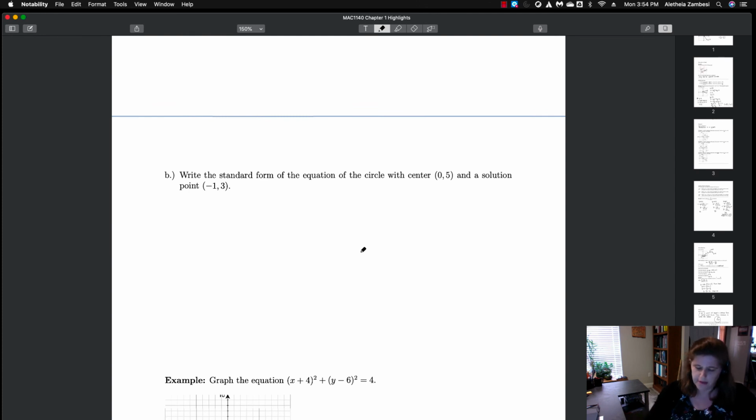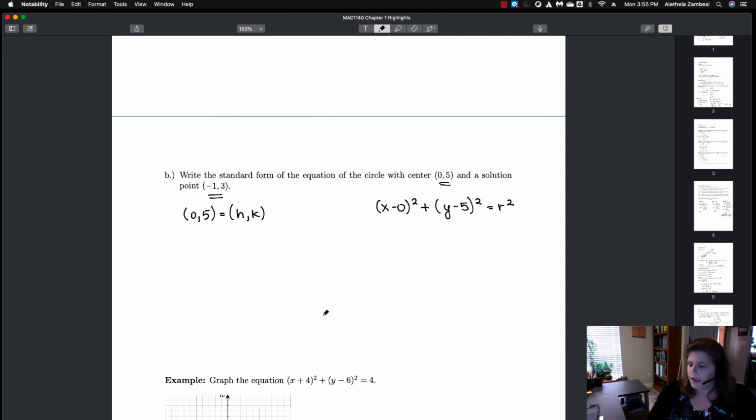If I want to find the standard form of a circle with a center at (0, 5) and a solution point at (−1, 3), it gets a little bit more complicated. So this (0, 5) is my (h, k). If we look at what we have so far, I have (x − 0)² + (y − 5)² = r². But I don't have r; it wasn't given to me.